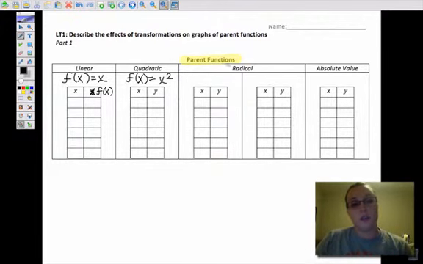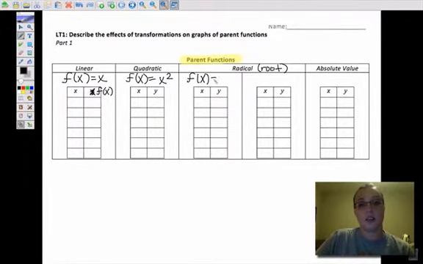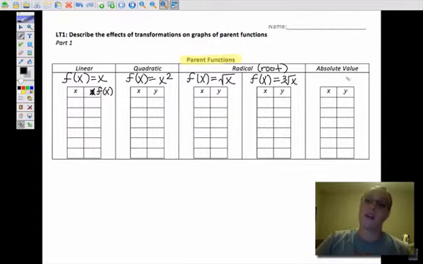Radical, we're going to look at two. A radical is basically a root, so maybe add that in there in parentheses. We're going to look at f of x equals square root of x, and we're going to look at f of x equals the cube root of x. And then the absolute value, we're going to do f of x equals the absolute value of x.